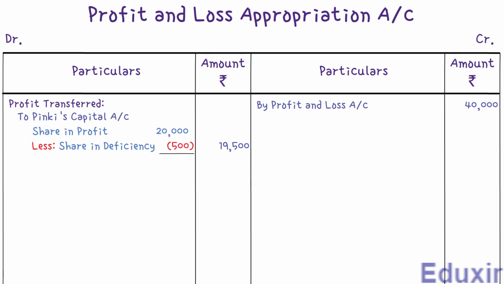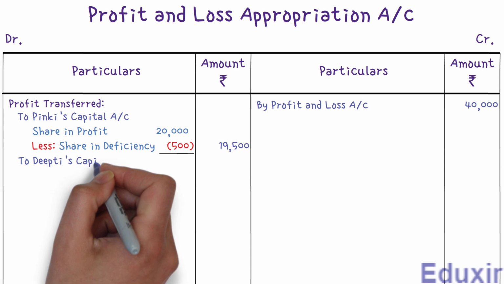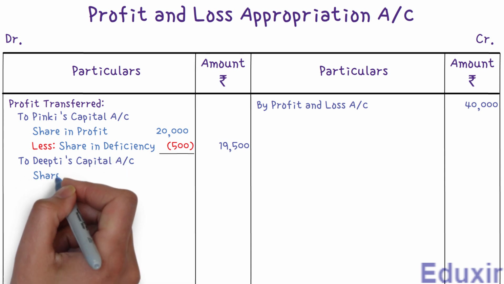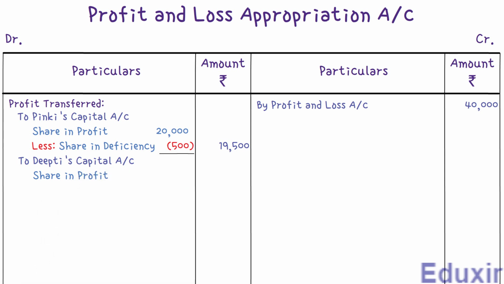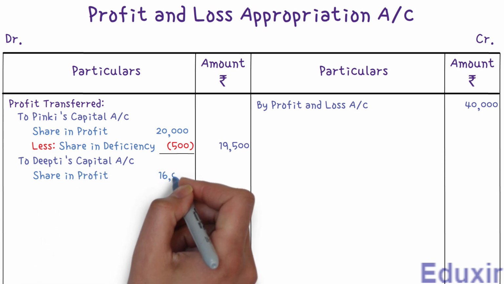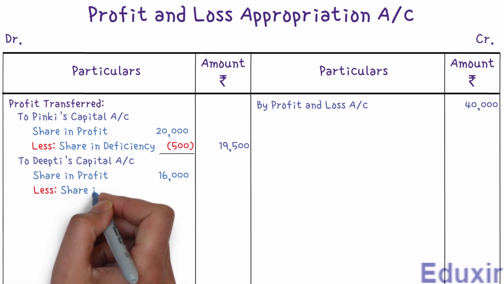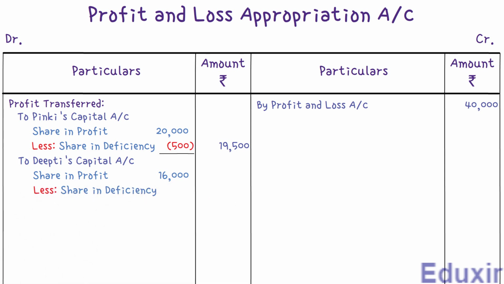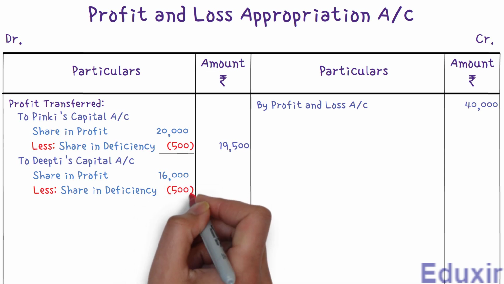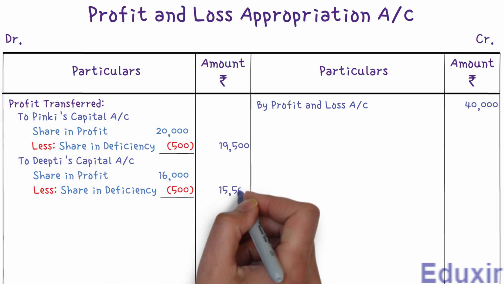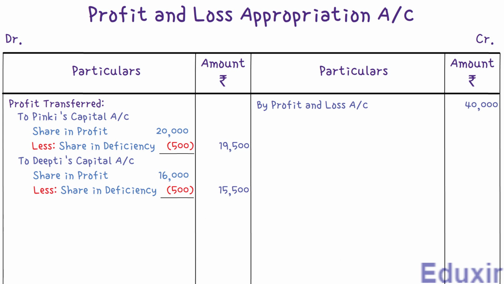Let's then write to Deepti's capital account. Let's then write partner Deepti's share in profit calculated as per the profit sharing ratio, which is 16,000 rupees. From this, let us lessen her contribution to the partner Kaku's profit share deficiency from guaranteed amount. This is 500 rupees. Now, from 16,000, if we subtract 500 rupees, we get 15,500 rupees. Let's write this amount in the amount column.